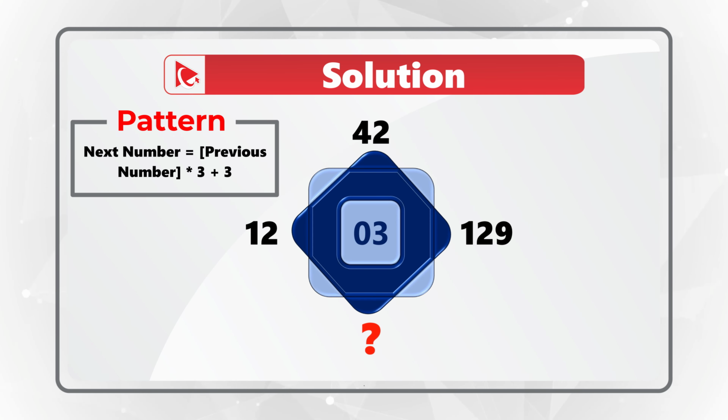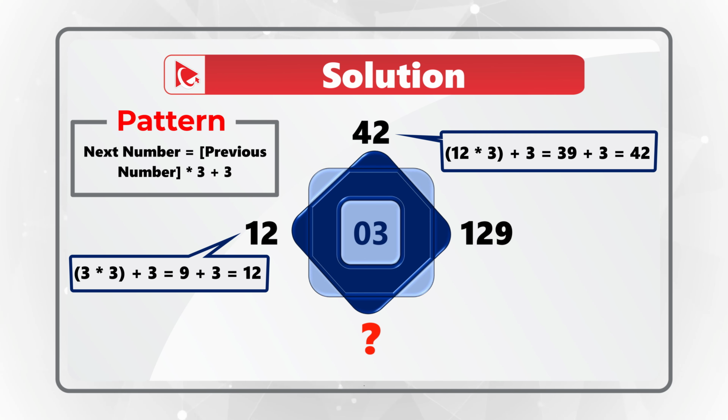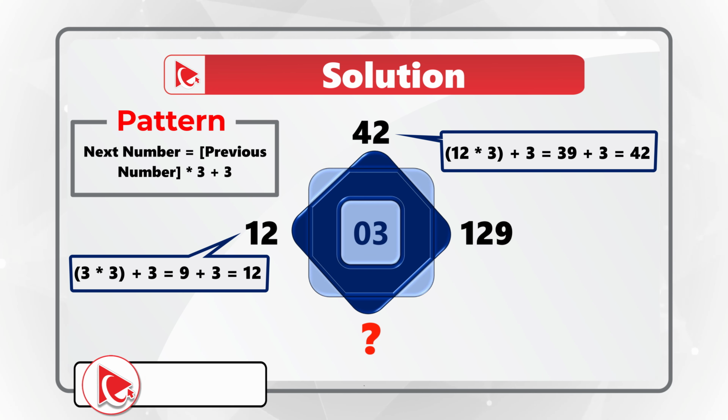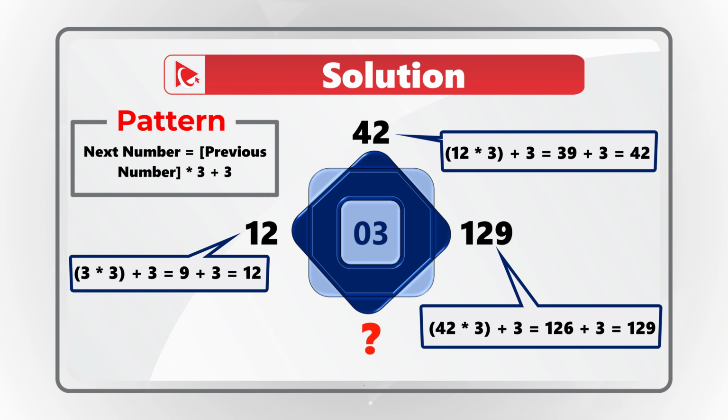9 o'clock calculation. 3, which is the initial number, multiplied by 3 plus 3. 9 plus 3 equals 12. Let's move to the 12 o'clock number. 12 o'clock is calculated as 12 multiplied by 3 plus 3, which equals 36 plus 3, which equals 39. Then we come to the 3 o'clock calculations. 42 multiplied by 3 plus 3, which equals 126 plus 3, which equals 129.